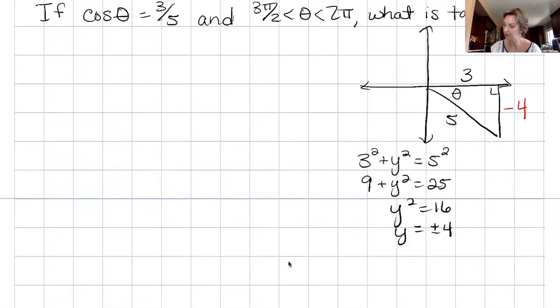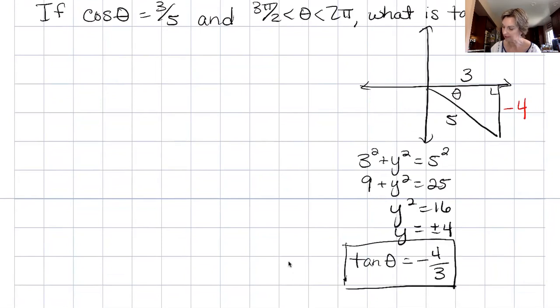Okay, we want to know tangent. Okay, so tangent is opposite over adjacent. So it's going to be negative 4/3. Great. Is that what you got? Hopefully that's what you got.